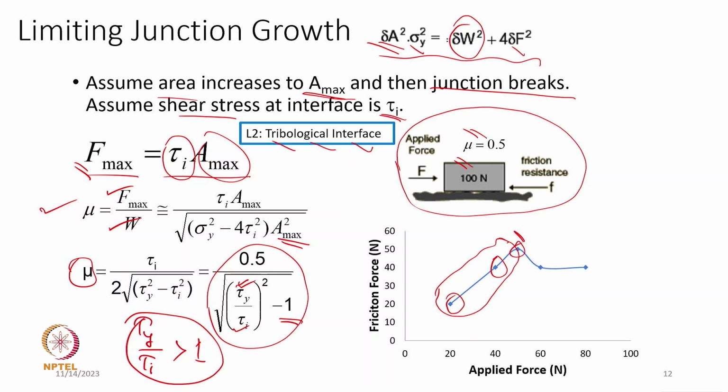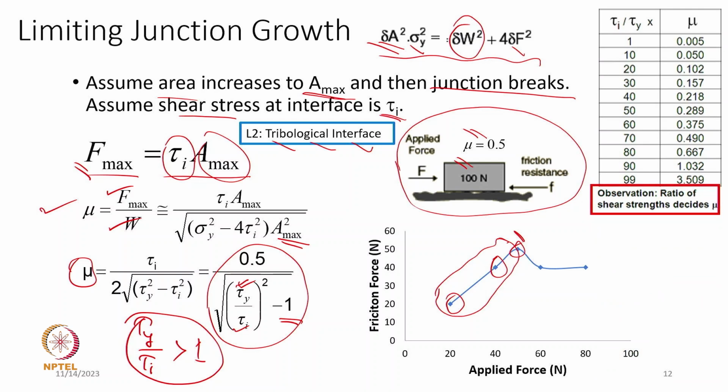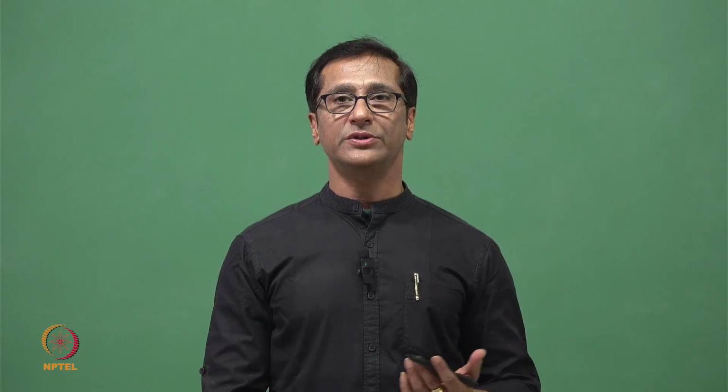However, for this purpose, if we calculate what we find for the ratio of tau I to the interfacial strength, if it is 1% of tau y, the coefficient of friction will be very low. If it reaches 80%, then the coefficient of friction is 0.667. So this looks to be somewhat realistic and predictable. Yeah, this is a good result, giving some results to us.